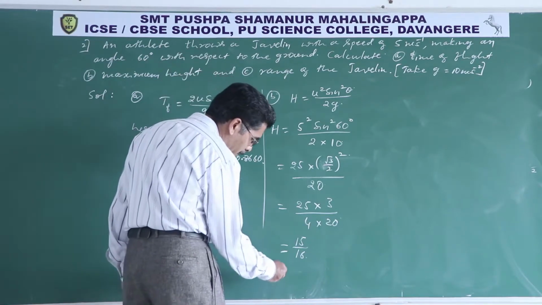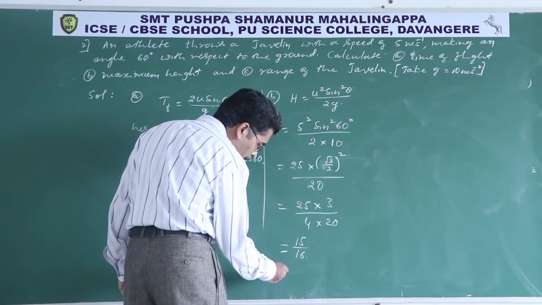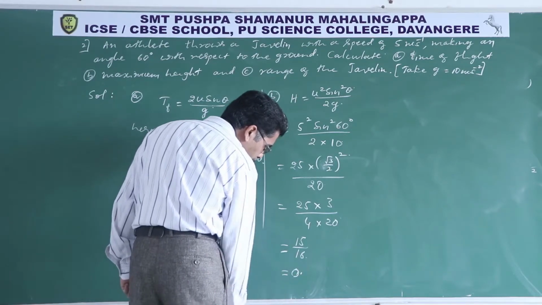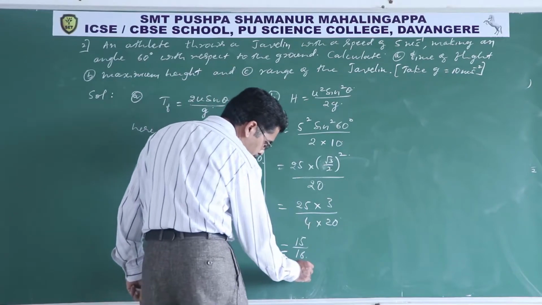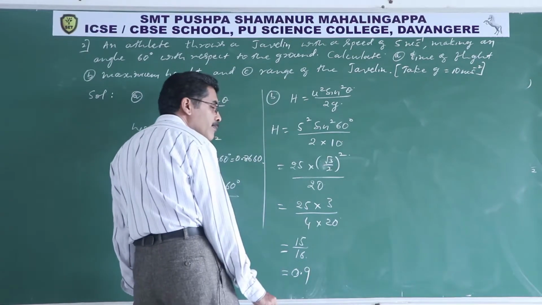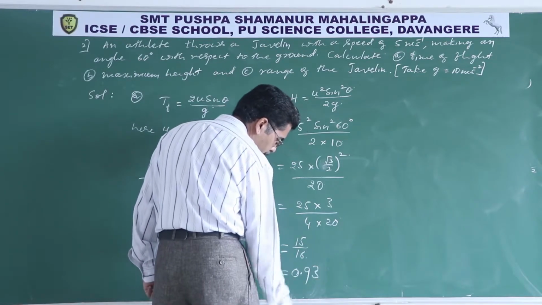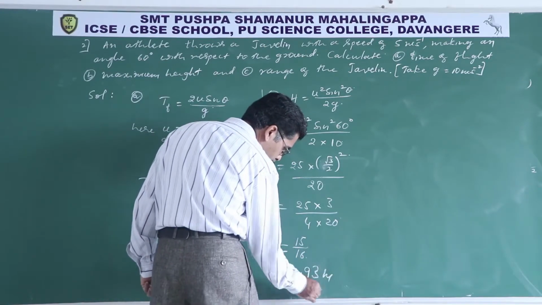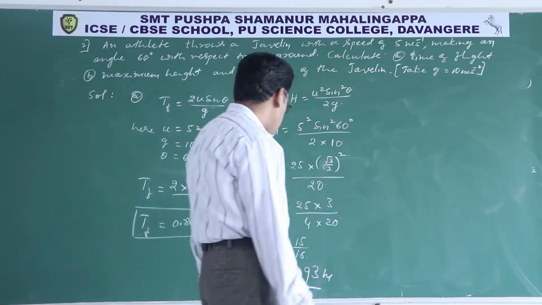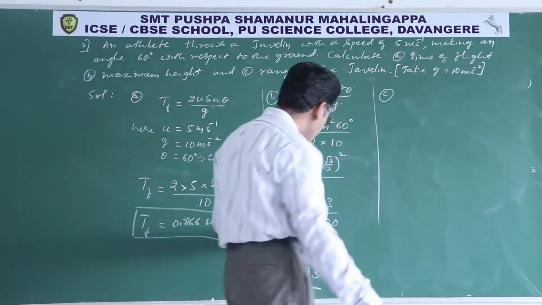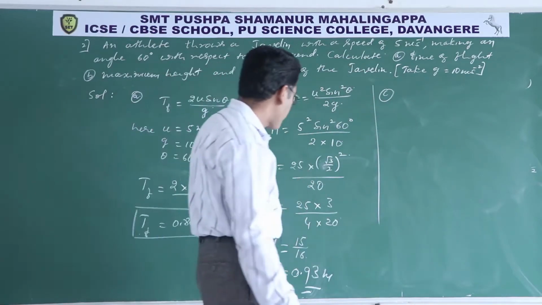By 16. This is on simplification. You are going to get the next range. Please check this calculation.